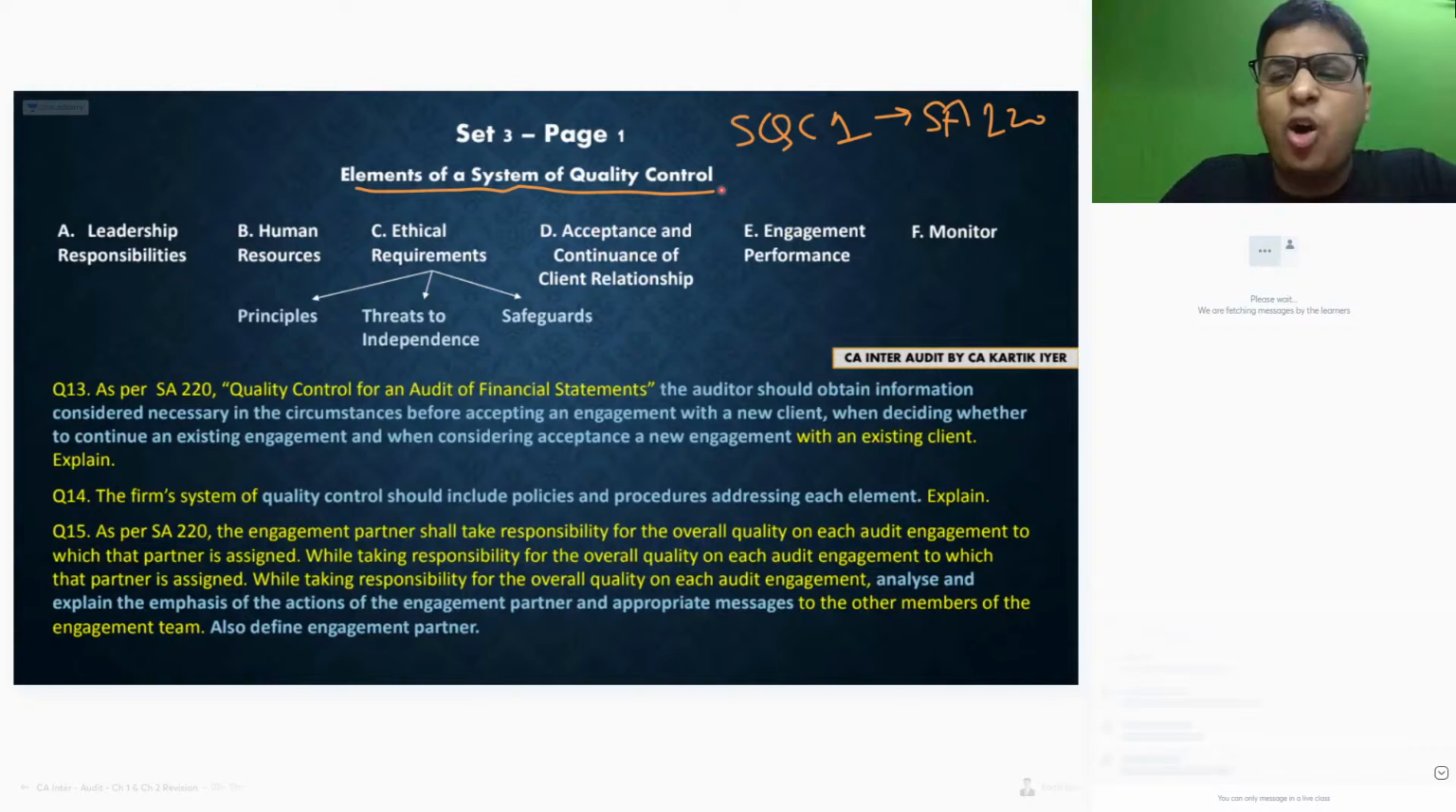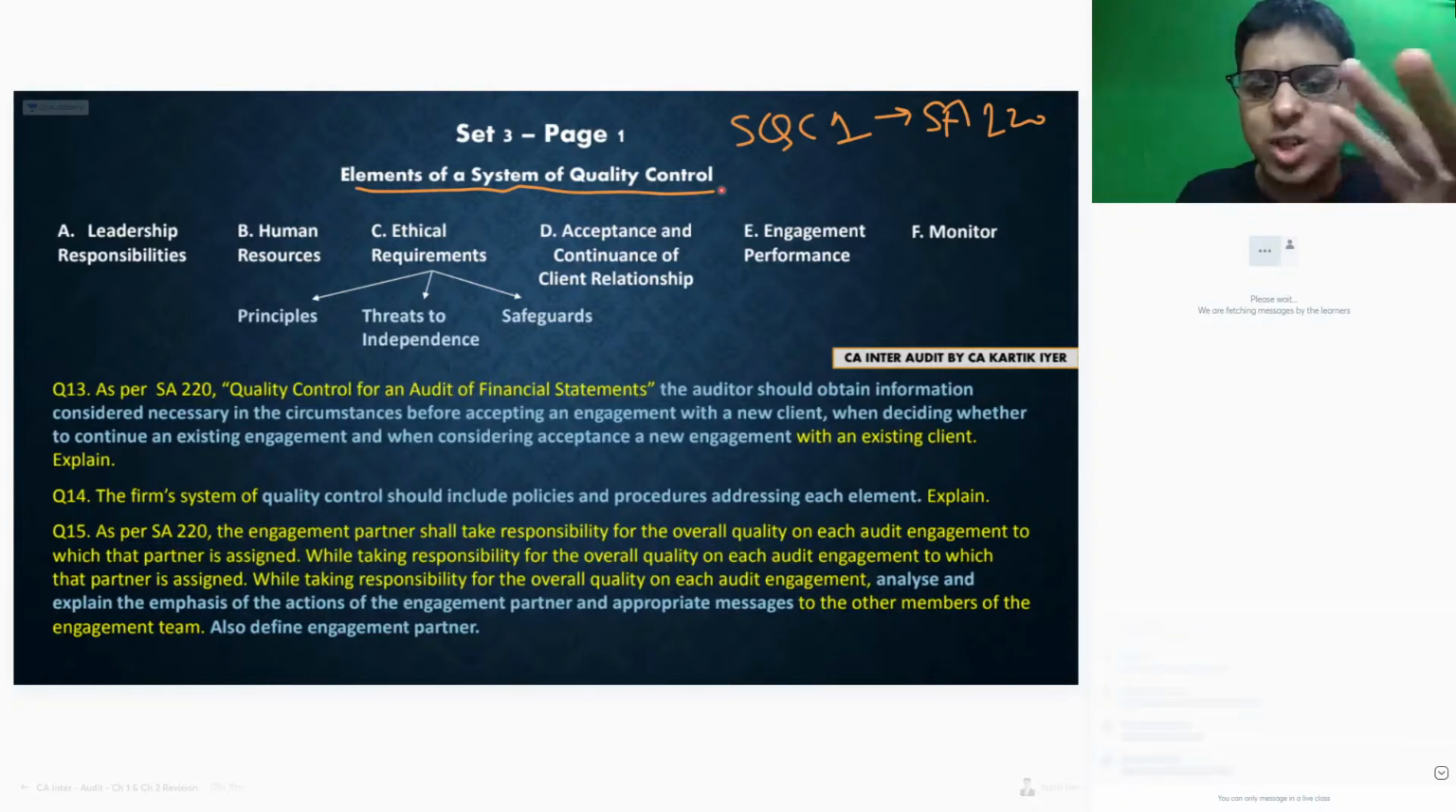How many of y'all have watched Lagaan, the Hindi movie? Have you seen Lagaan? Okay. Aamir Khan's movie. Correct, you're absolutely right. So I'll tell you a small story. Just look at the screen.